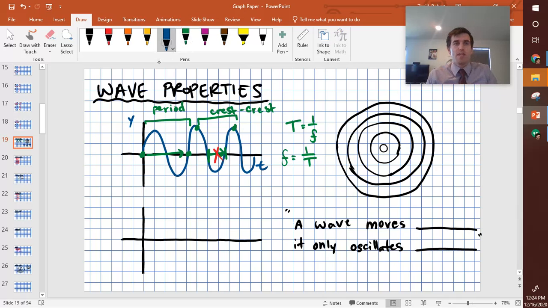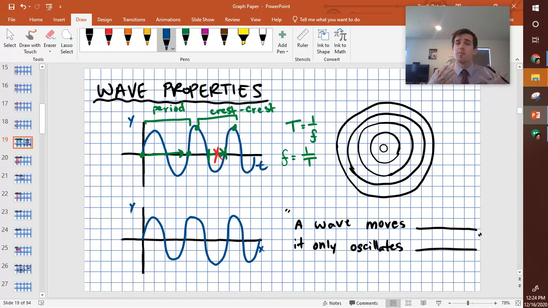The other type of graph that exists is called a snapshot graph. This is what would happen if you froze the wave in the moment and graphed the height and the horizontal displacement of every single point. So the graph is going to look really similar. We still have blah, blah, blah, blah. Okay, my wave drawings aren't great. But it still has the same look, but it's giving us different information.